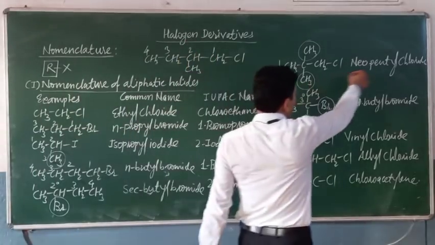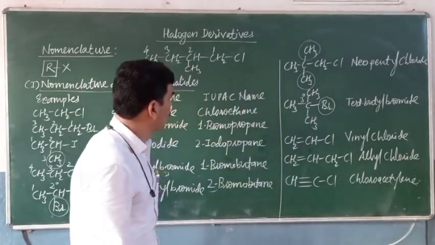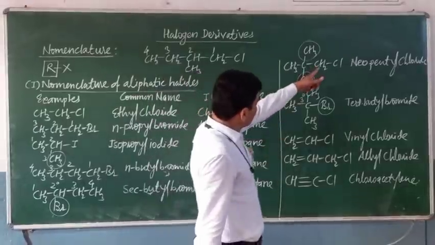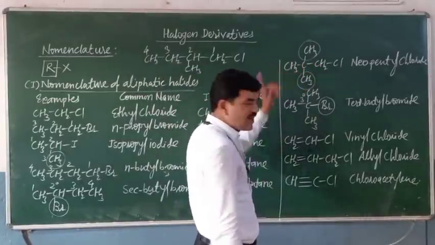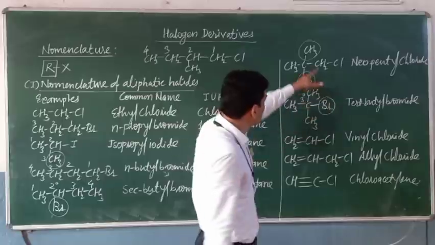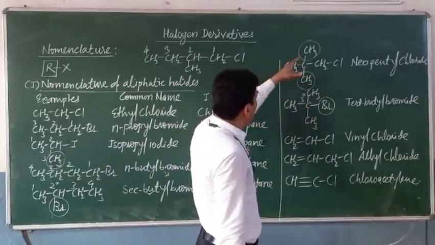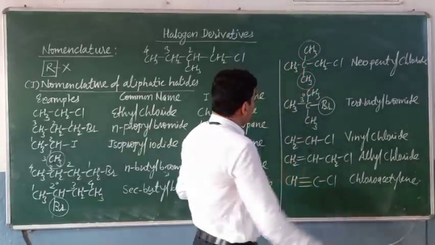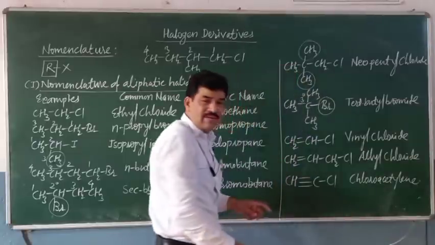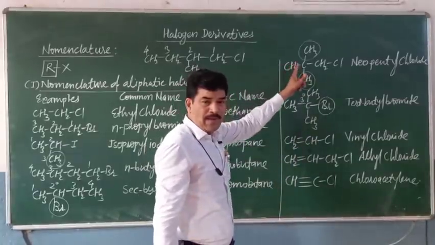Now in this case, neobenzyl chloride, which is a common name. How many carbon atoms are here in the longest chain? 1, 2, and 3. 3 carbon atoms are there in the longest chain. This is the longest chain, and these are the branches. Therefore the parent alkane will be propane.